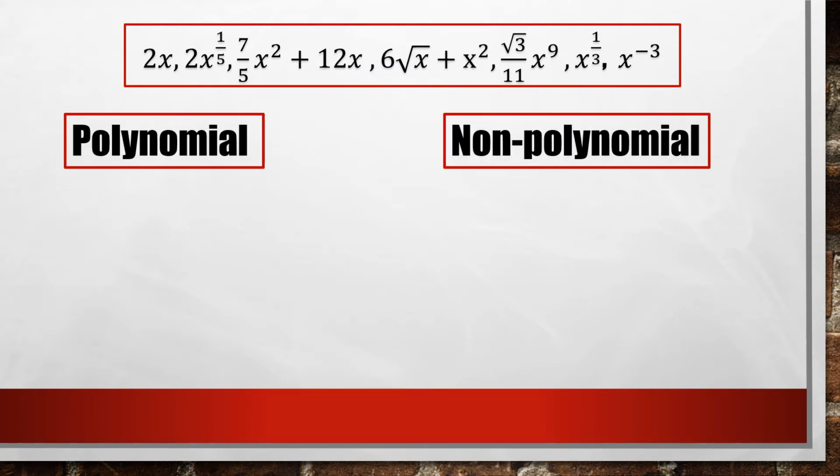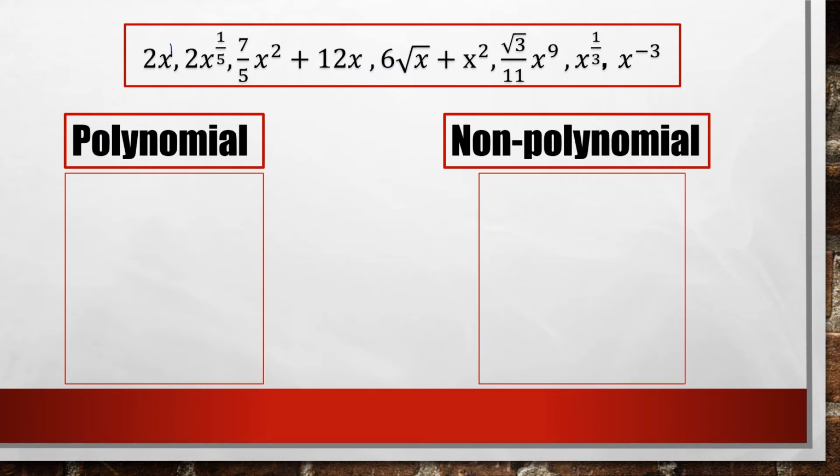So polynomial and non-polynomial. Let's see the first algebraic expression, it is 2x. Now what is the exponent on x? It is 1. 1 is a whole number, so it will fall under polynomial. Now consider the next example. This is 2x^(1/5). Now exponent on the variable is 1/5 and 1/5 is not a whole number, so it will fall under non-polynomial.